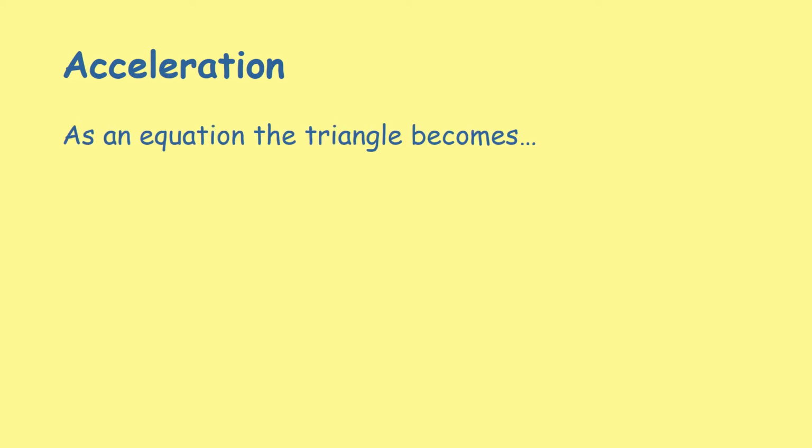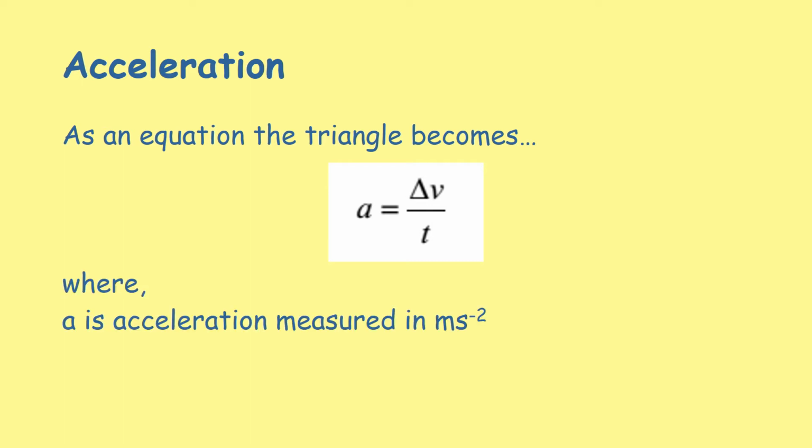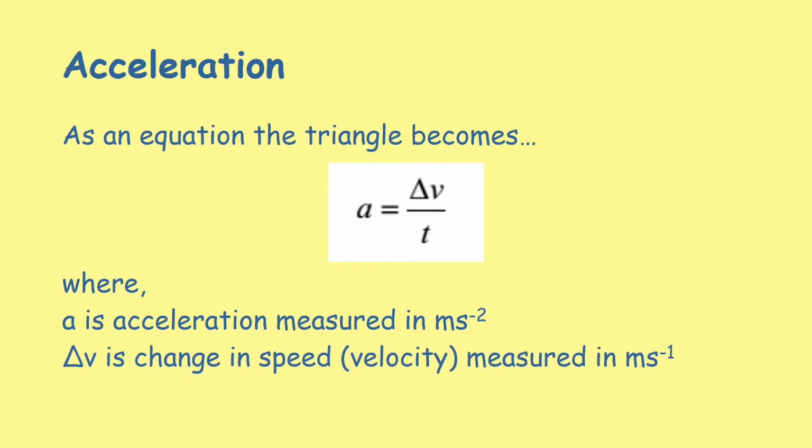As an equation, the triangle becomes A equals delta V, divided by t, where A is the acceleration measured in meters per second squared, delta V is the change in speed or velocity measured in meters per second, and t is the time for the change, measured in seconds.